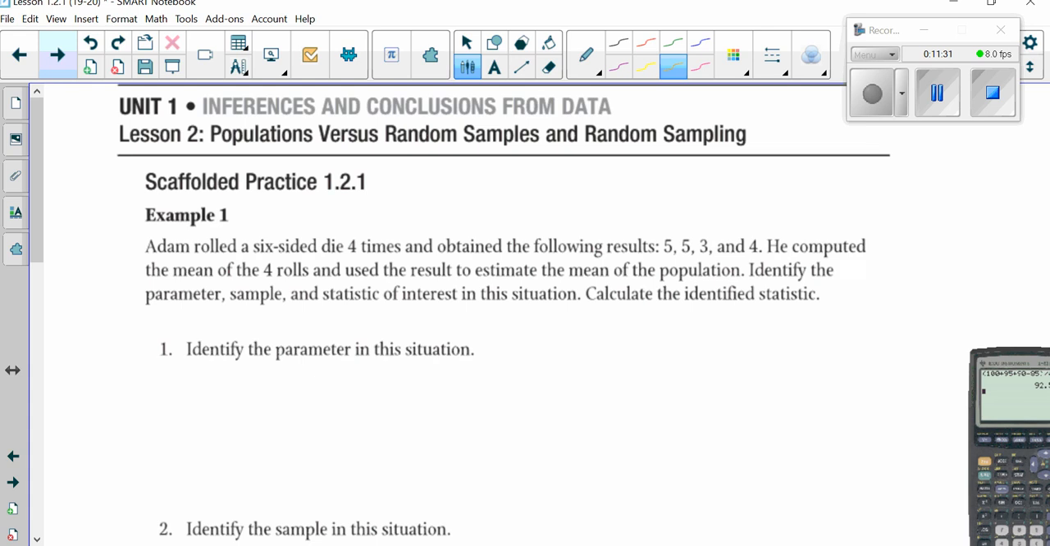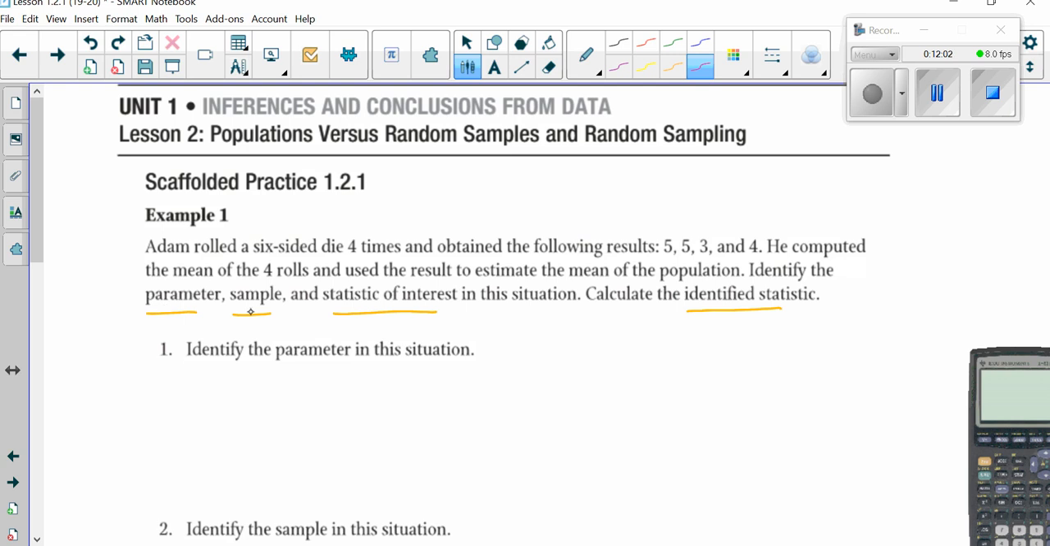Example one says Adam rolled a six-sided die. A six-sided die is just a normal die. He rolled it four times and obtained the following results. So he got a five, a five, a three, and a four. He computed the mean of the four rolls and used the result to estimate the mean of the population. Identify the parameter, the sample, and the statistic of interest in this calculation. Then calculate the identified statistic.